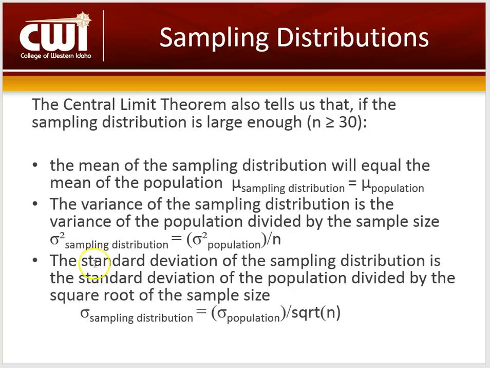If the sample size is a significant portion of the population, 5% or more, the standard deviation of the sampling distribution must be adjusted using the finite population correction factor. This will be discussed in the next video.